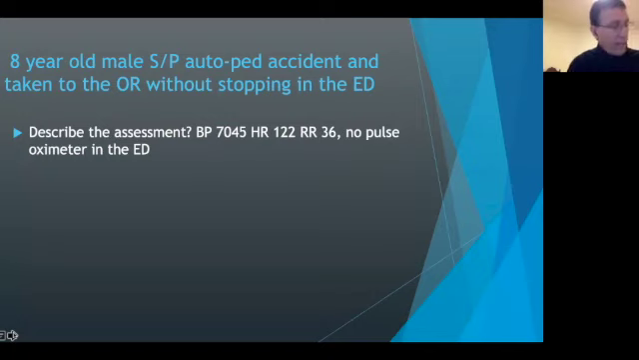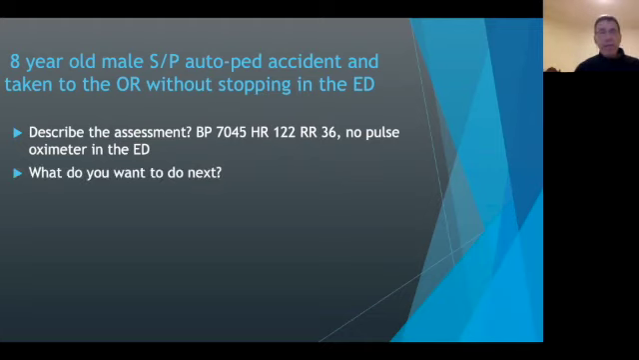So this is a different case, okay? And I'm just going to run through this because we don't have tons of time. 8-year-old male, status post auto-pedestrian accident, and taken to the OR without stopping in the ED. So they had an accident. They didn't stop in the emergency room. They went straight to the theater. And when you got him at theater, these were the vital signs. Blood pressure is low, heart rate's high, respiratory rate's a little bit high. And there was no pulse oximeter in the emergency department. Okay? So what do you want to do next?